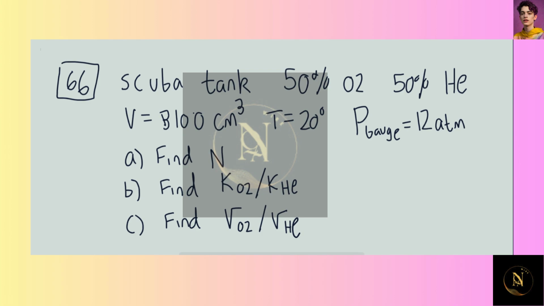All right, in this problem we have a scuba tank with a volume of 3,100 cubic centimeters. It's 50% pure oxygen, 50% pure helium by volume, and we assume that the gas is at 20 degrees temperature and has a gauge pressure of 12 atmospheres. We're first asked to find the total number of molecules in the tank, the ratio of average kinetic energy of the molecules, and the ratio of RMS speeds for the molecules.